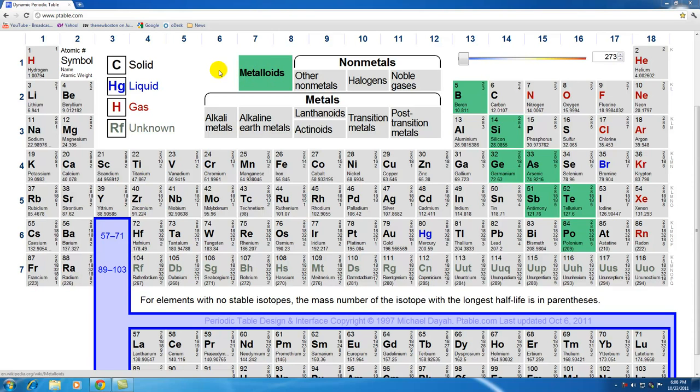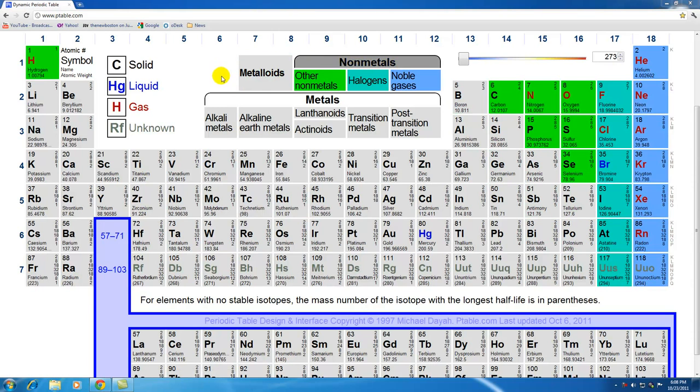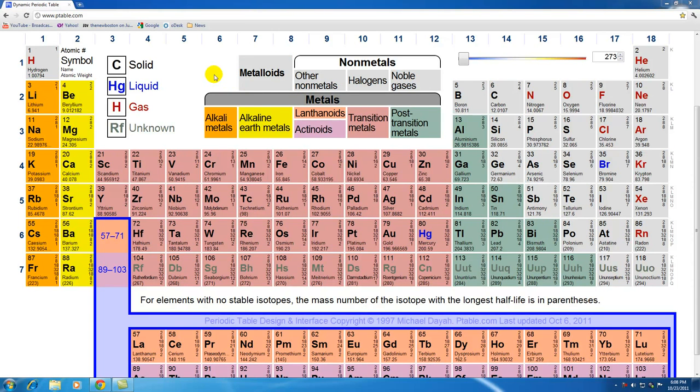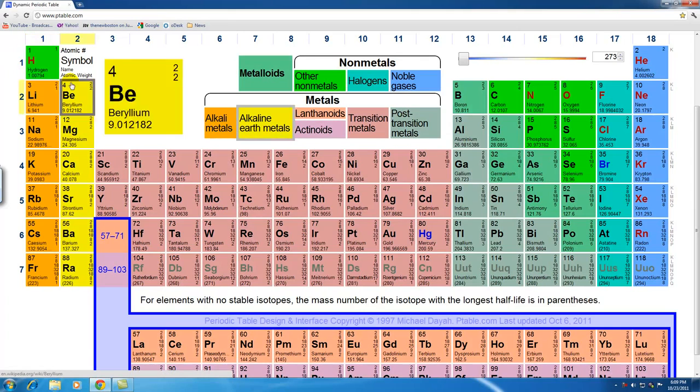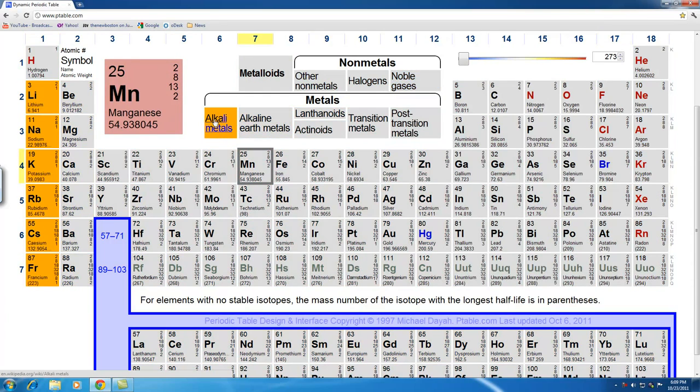So, aside from that, let's go ahead and talk about something else. And that is that members of a family have similar properties. And remember, the families are the columns. So let's go ahead and pick on family number one. And whenever I'm talking about family, don't worry about hydrogen because hydrogen is only one atom. It's kind of different. So don't really worry about hydrogen.